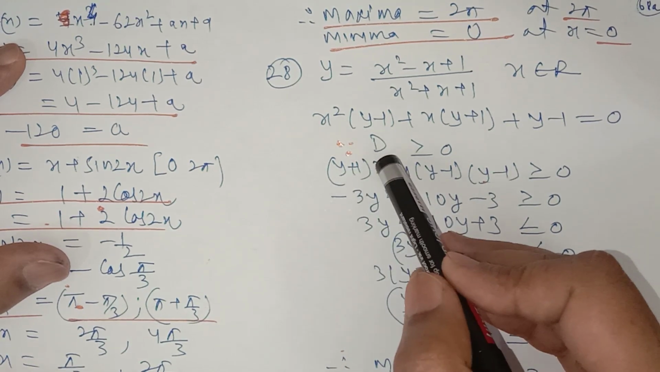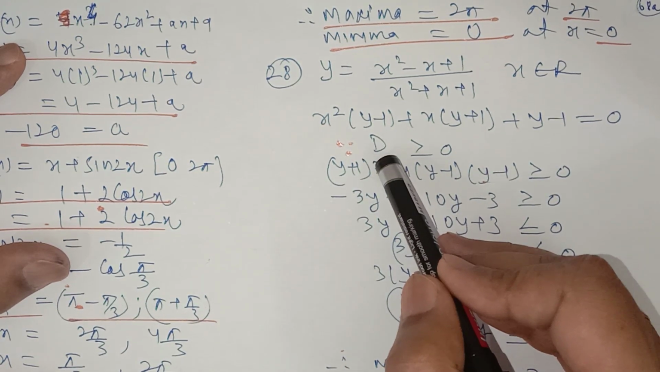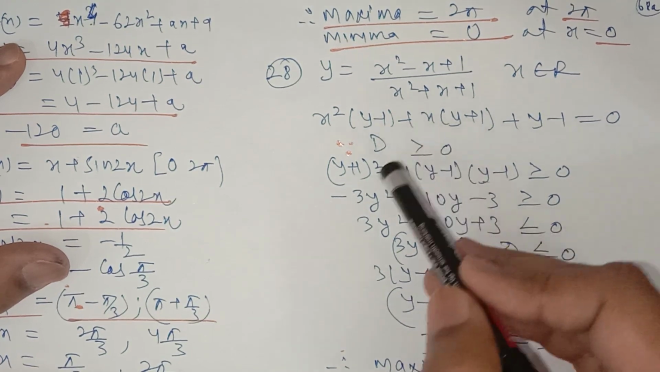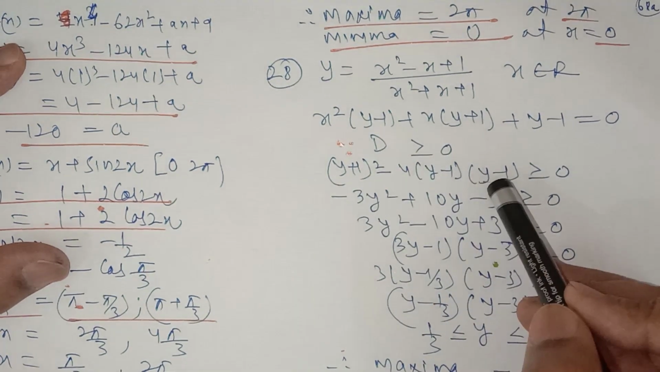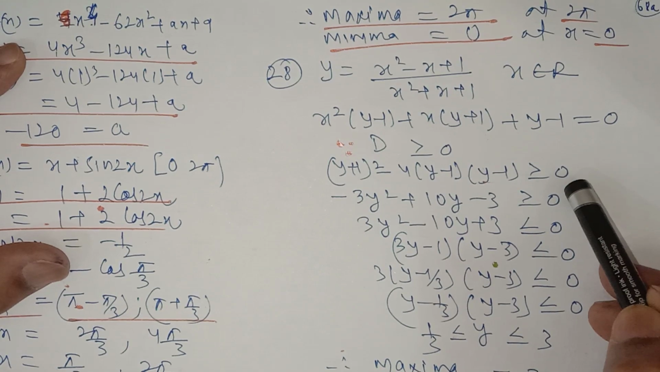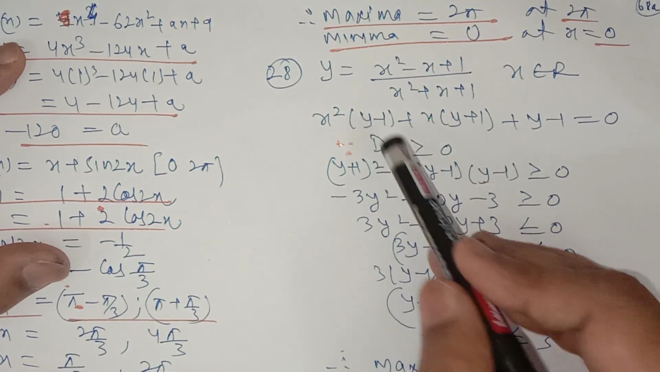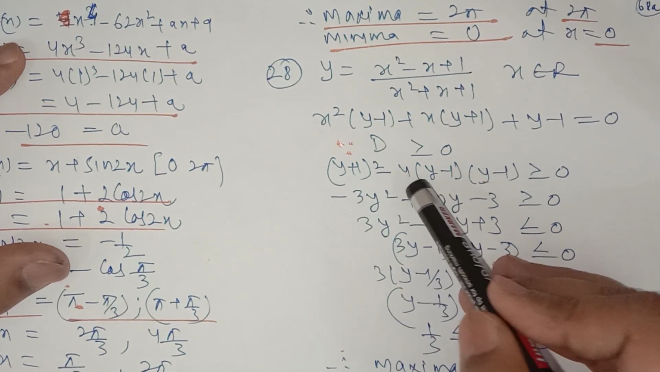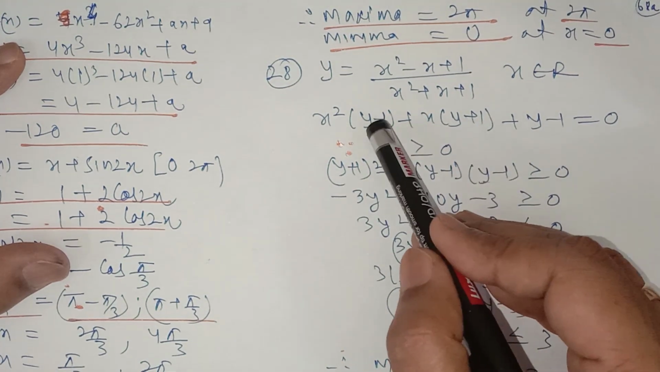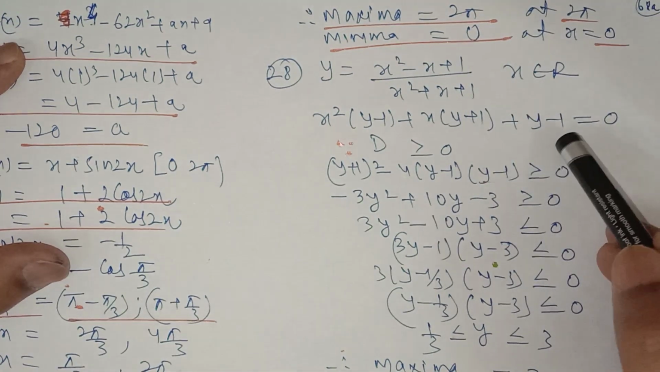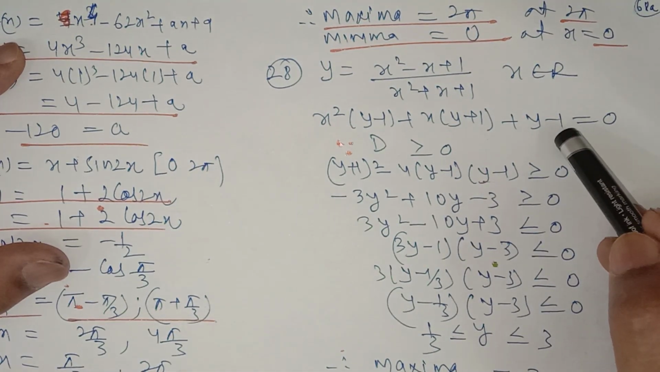Now find a discriminant, which will be greater than or equal to 0. The discriminant will be b square minus 4ac, greater than or equal to 0. This is a quadratic equation in terms of x. Its discriminant will be b square minus 4ac, where a is y minus 1, b is y plus 1 and c is y minus 1.